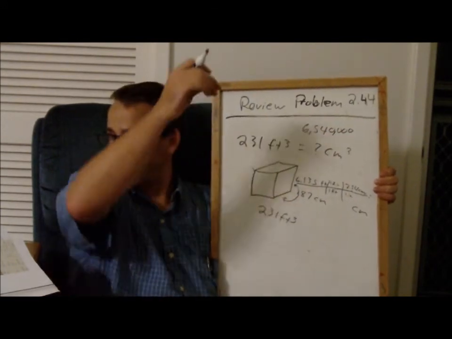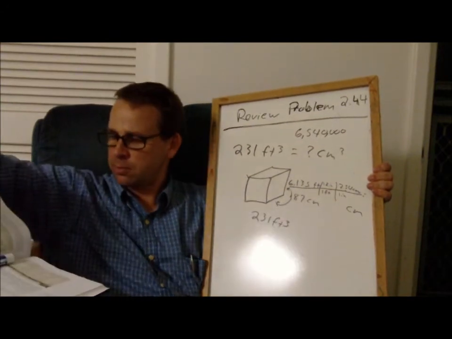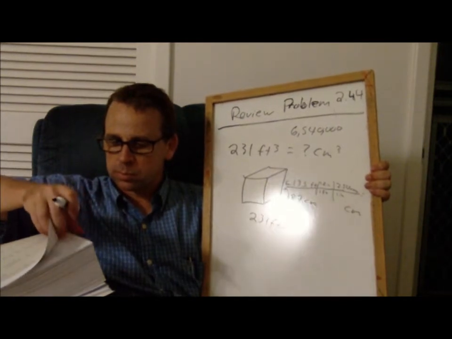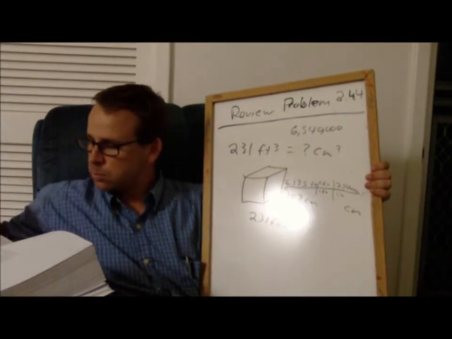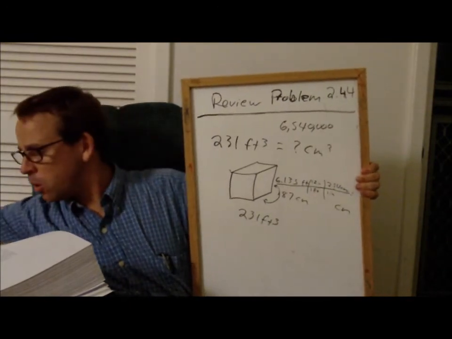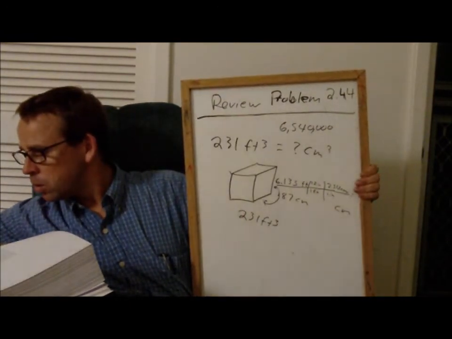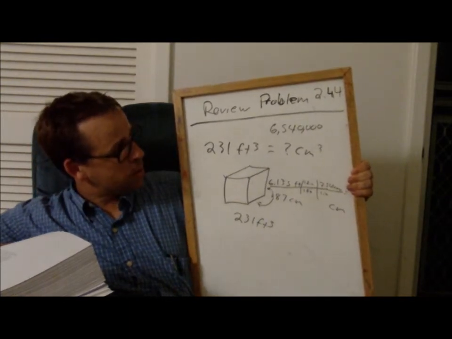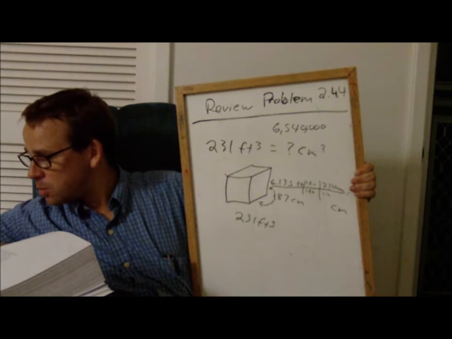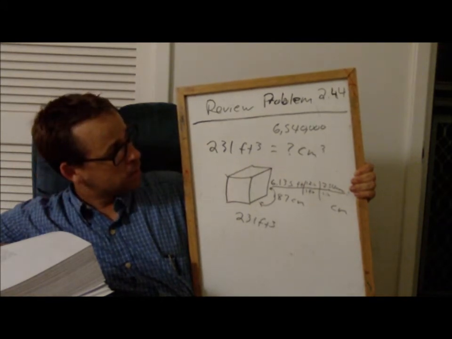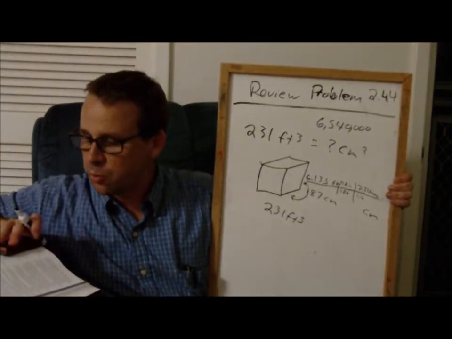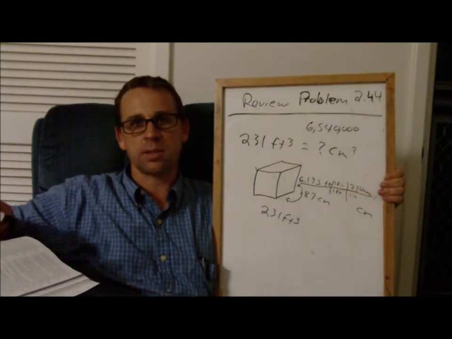And that seems like a lot, so let's double check that in the back. 244. And that's right, 6.54 times 10 to the 6th. Alright, you got it. That was 244C. 246.